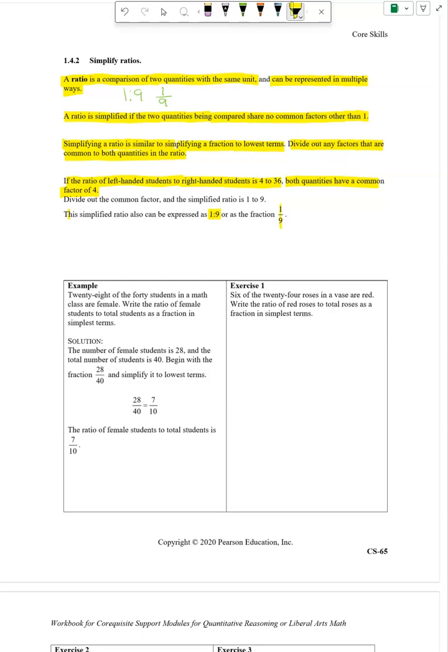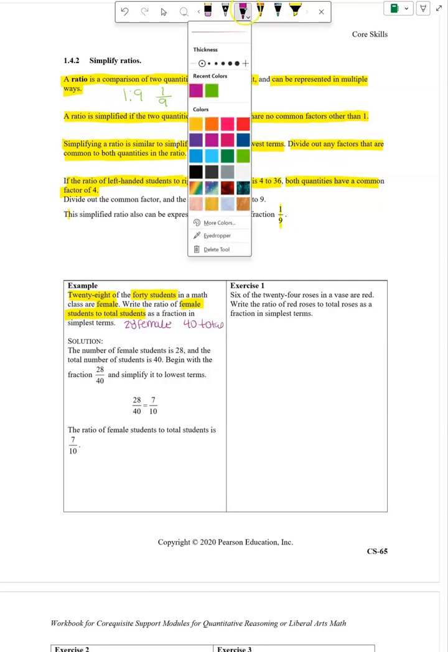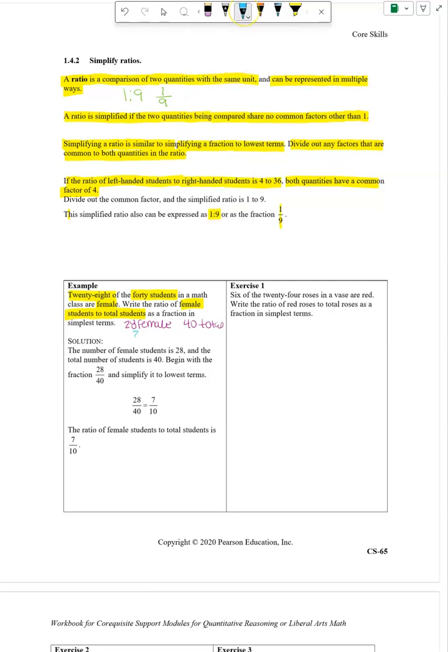So 28 of the 40 students in a math class are female. Write the ratio of female students to the total students. Let me get a different color so we don't be boring. We know that we have 28 females, and we have 40 total. So we would write that as 28 over 40.